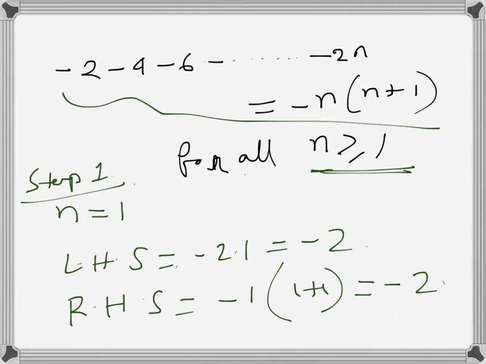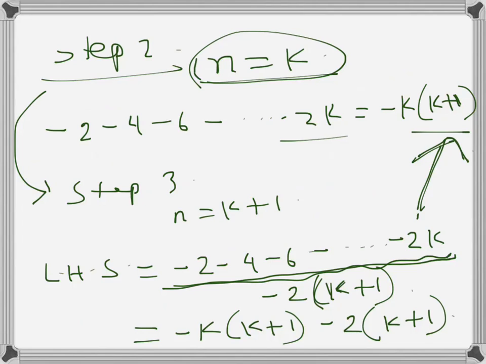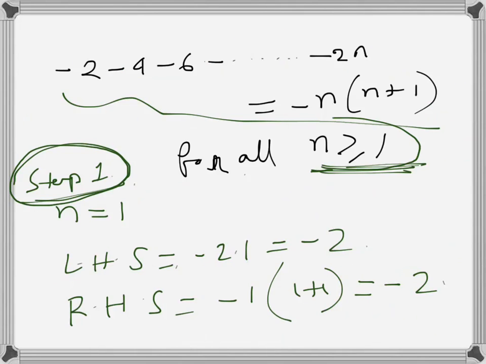In step 1 it was shown that it is true for n equal to 1, the first natural number. Then it was assumed that for n equal to k, where k is any natural number, the relationship is true, and with this assumption we have shown that the relationship is true for the next natural number, and so the relationship is proved for all n greater than or equal to 1.